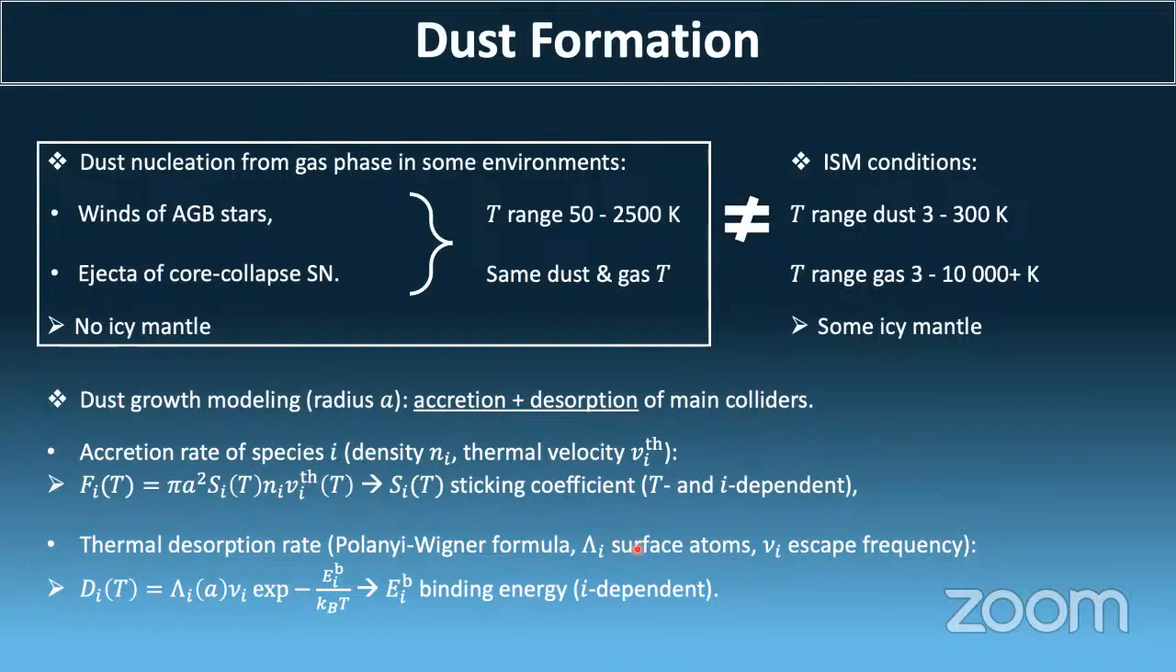And here, the simple Polanyi-Wigner formula is a good model for thermal desorption. It depends on the number of surface atoms that we have on the dust, and on the escape frequency. This escape frequency is the vibration frequency of the bond between the atom that can eventually desorb and the dust. The formula includes an exponential of minus E over kBT, E being the binding energy of the species of interest. Those two values, the escape frequency and E, are relatively difficult to find in the literature, and this is what we focus on in this study.